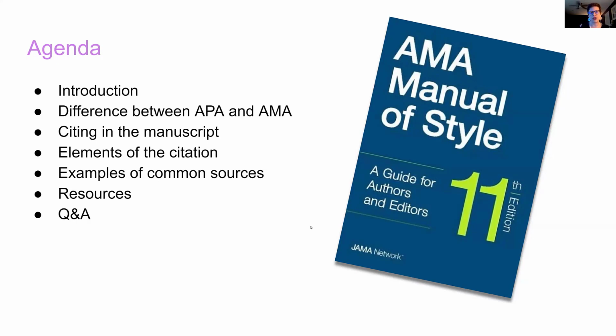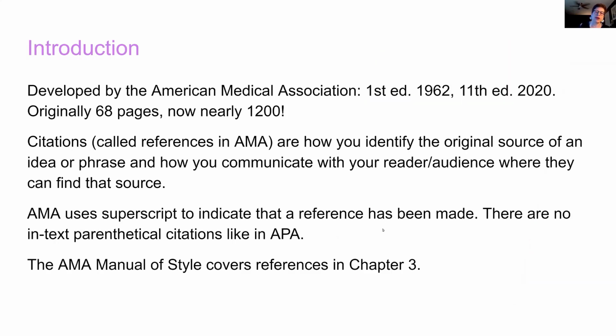So here, you can see a picture. This is a cover of the current edition. We are on the 11th edition of AMA. It is actually put out by the Journal of the American Medical Association, so you may see JAMA, J-A-M-A, but the style is AMA. Just a little bit of history: the first guide was put out in 1962, and back then it was only 68 pages. It was just meant as a brief style guide, but now it is a very big deal in the medical literature, beyond journals and all that. It is nearly 1,200 pages now.